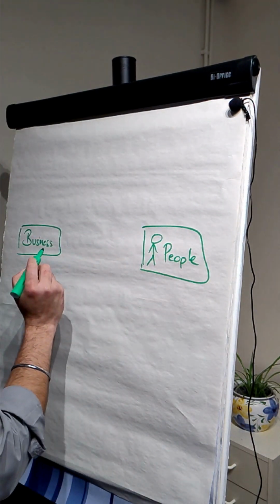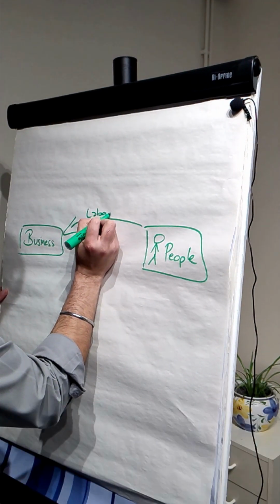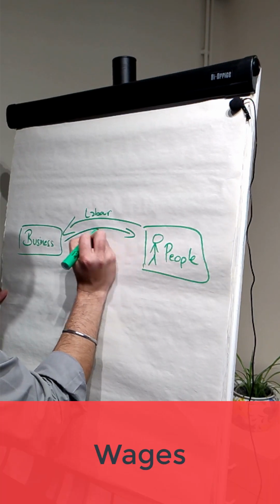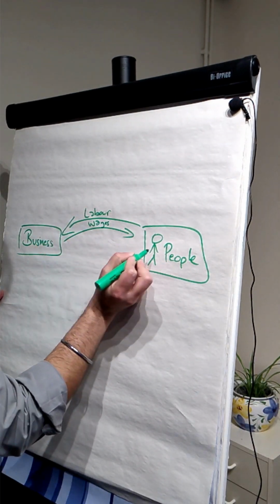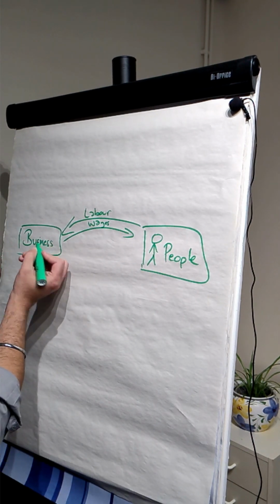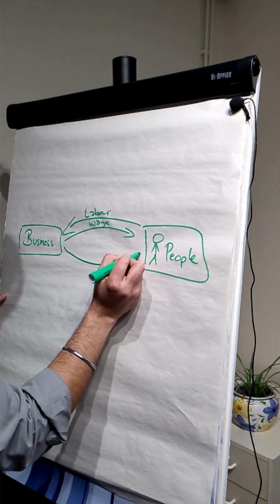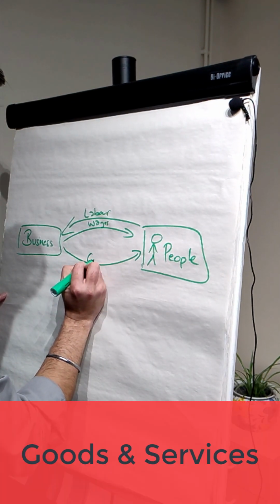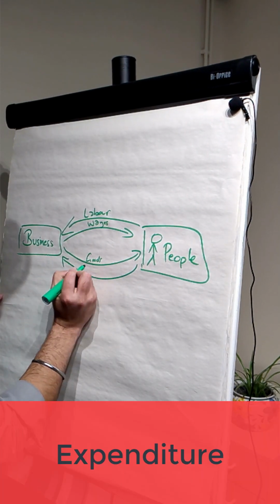Businesses, people. Businesses provide labor. In return for the labor, they get wages, money. What are the people doing in these businesses? They're producing products and services. What do they do with the products and services? Sell it to people. So that's goods. What do they get in return? Expenditure.